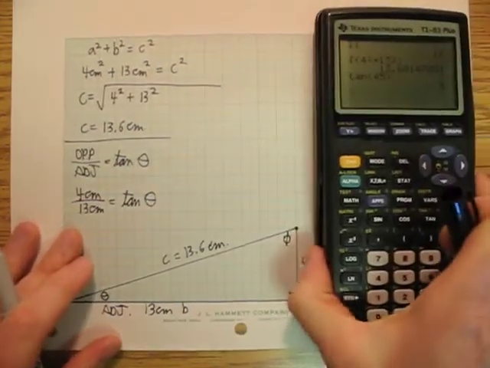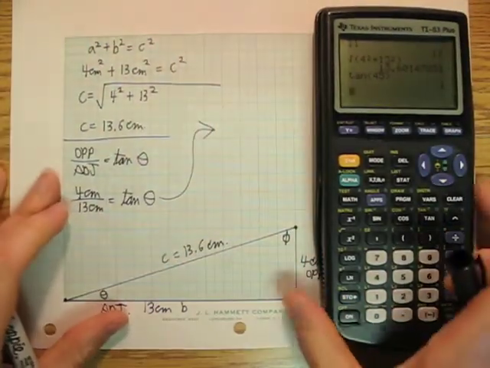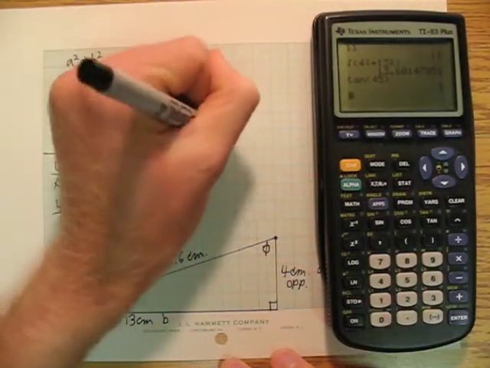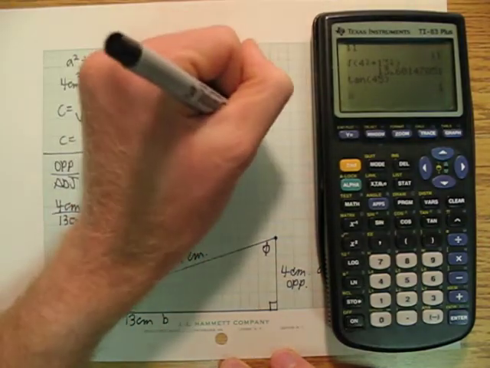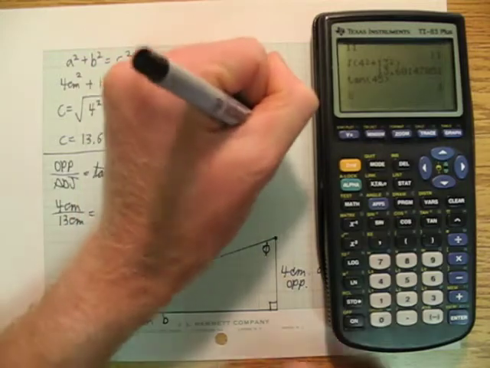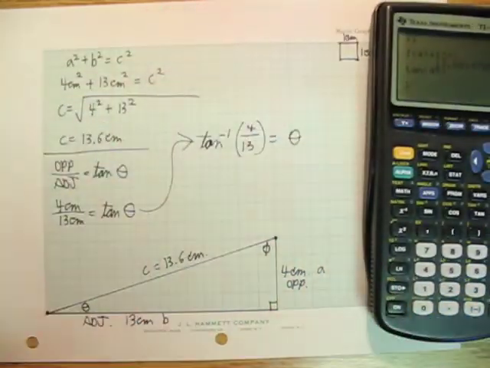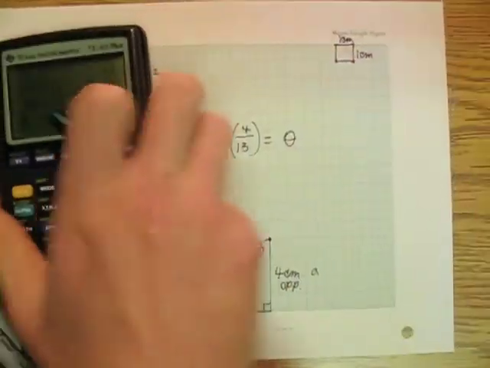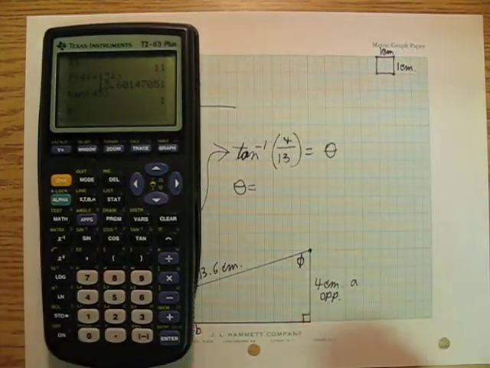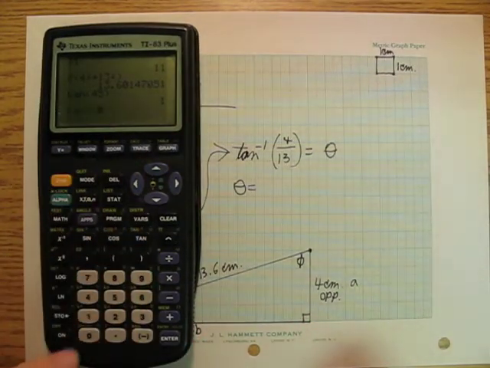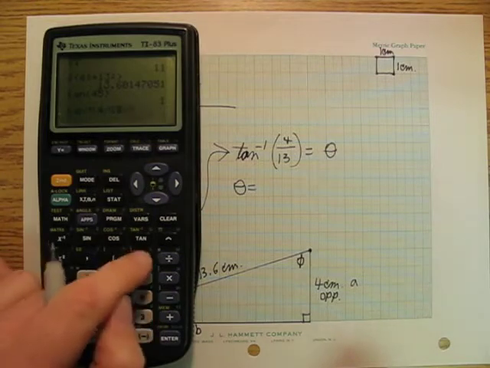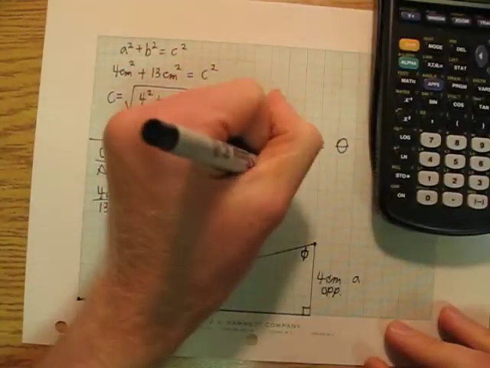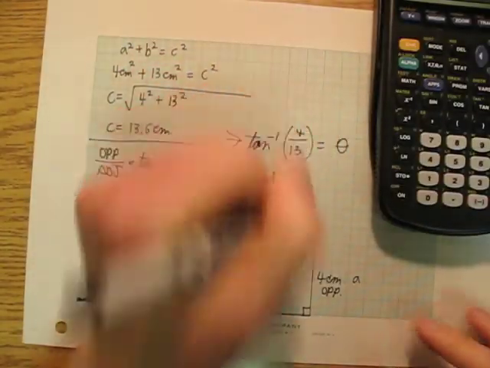So what I really want to do is say that tan inverse of 4 over 13 is going to equal theta. So I do this on my calculator: second tan, 4 divided by 13, and that's going to give me 17.1 degrees. I'm just going to call it 17 degrees.